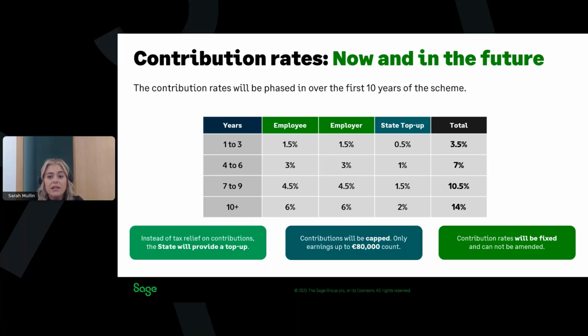Something else to bear in mind is contributions are based on gross pay, so that'll include bonuses, overtime, but they will be deducted from net pay, so that's after tax. There is a cap as well, so if you do have any higher earners on the payroll, it is only earnings up to €80,000 that count. So if anyone earns more than that, then contributions will stop, and then they'll reset each year as well.